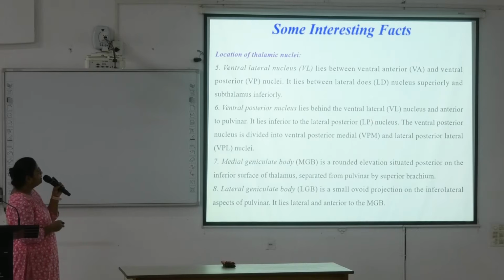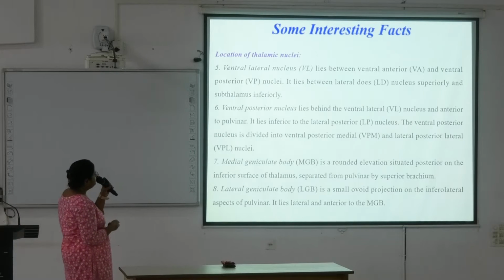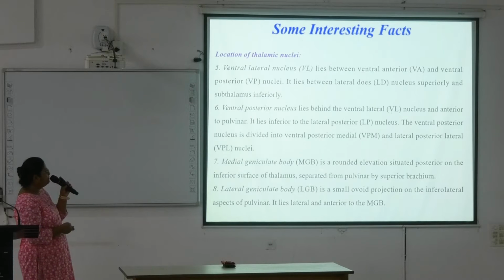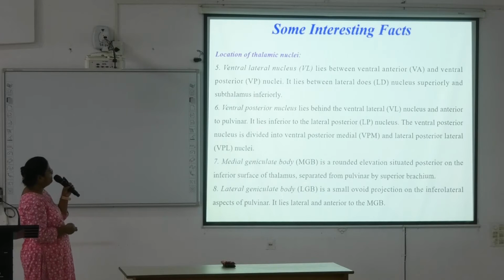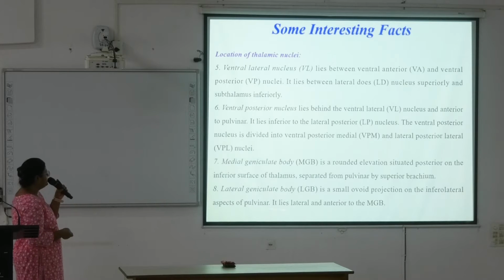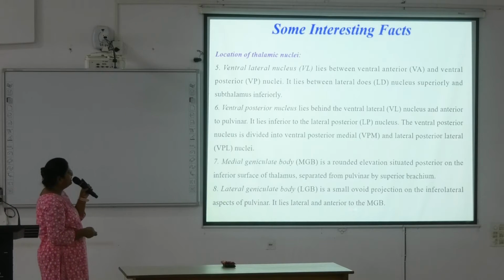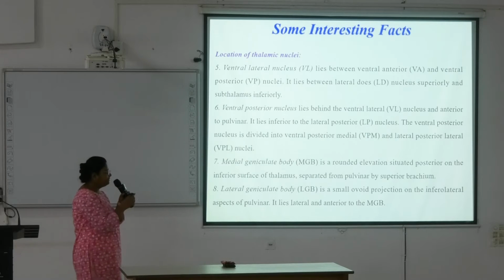Lies inferior to the lateral posterior, and the ventral posterior nucleus is divided into VPL and VPM. Next is medial geniculate body. It is rounded elevation situated posterior on the inferior surface of thalamus, separated from pulvinar by the superior brachium. Next is lateral geniculate body, a small ovoid projection on the inferolateral aspect of pulvinar, and it lies lateral and anterior to the medial geniculate body. So these are the location of different nuclei.